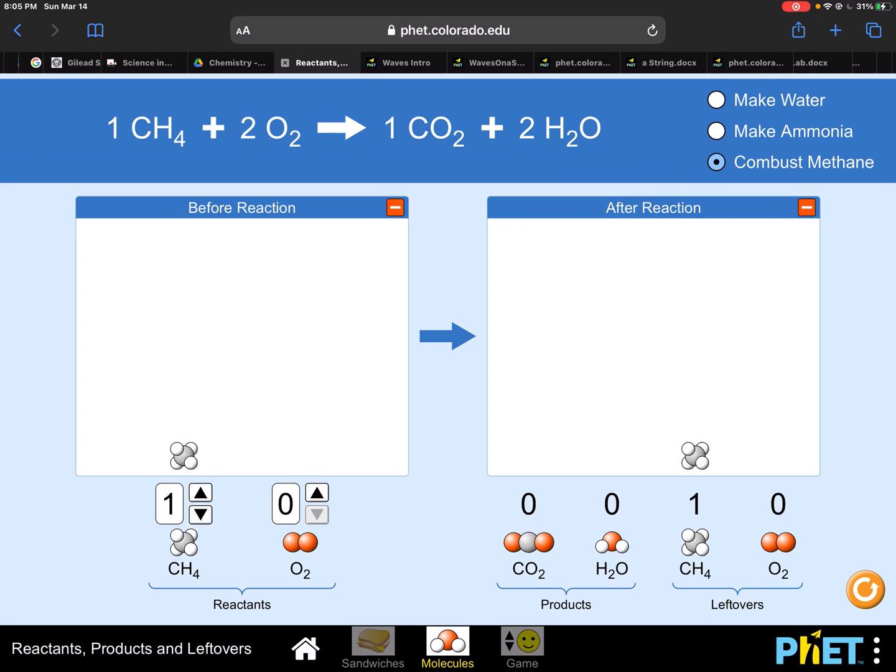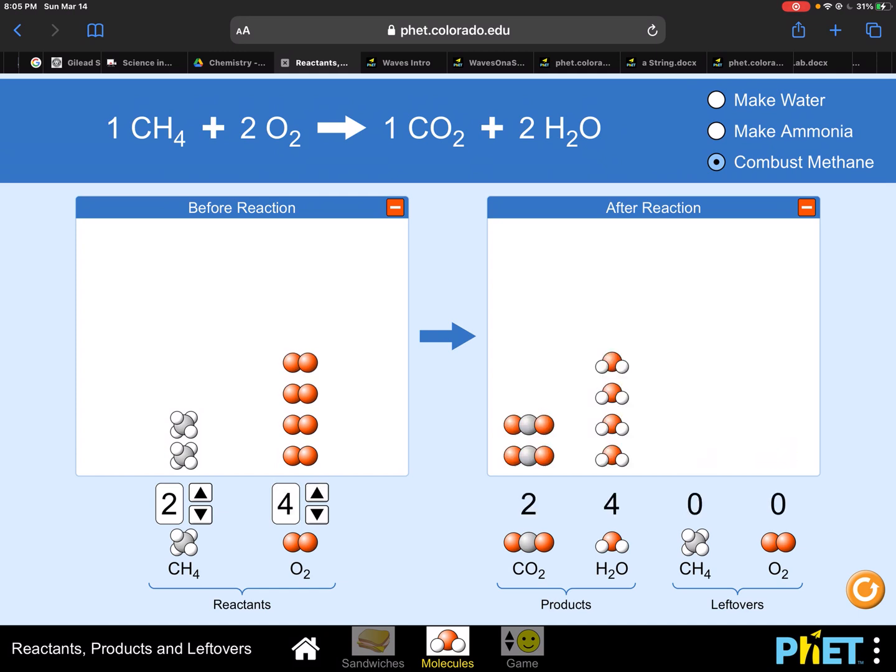But how about if you had 2 molecules of CH4? How many molecules of CO2 or H2O could be produced from that? How much oxygen would you have to add? Then it would produce 2 molecules of CO2 and 4 molecules of H2O. And so these are ratios across the top: this 1, 2, 1, 2 would be the same as 2, 4, 2, 4, as you see before the reaction and after the reaction. That's what we're trying to see.